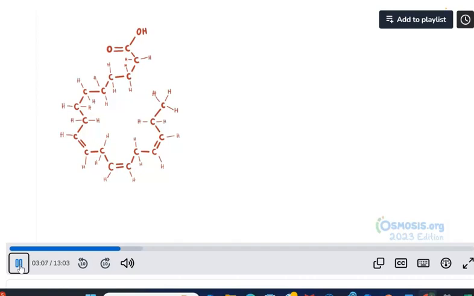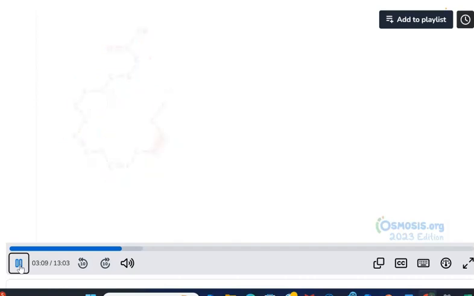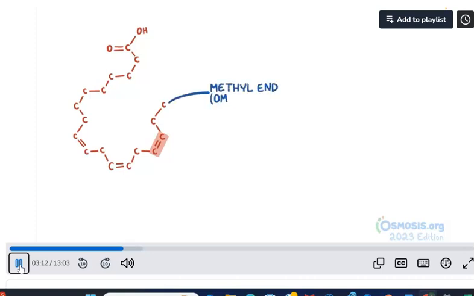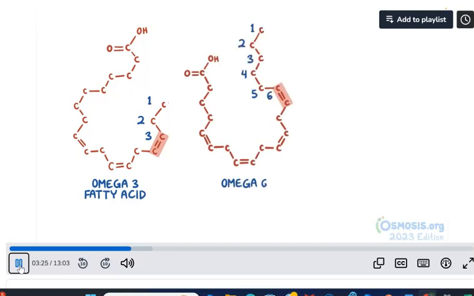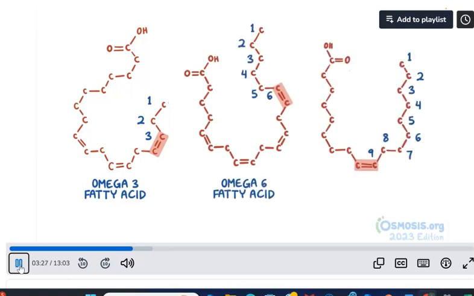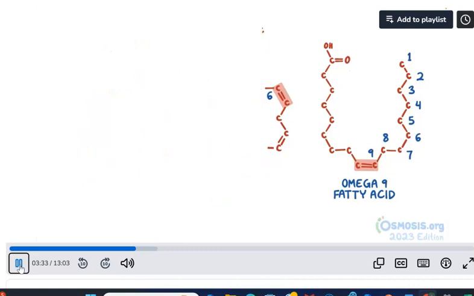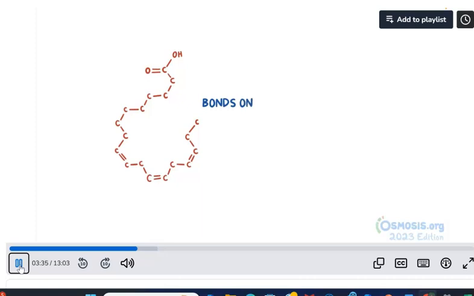Since all these hydrogens can get kind of crazy looking, we'll just take them away for now. So another name for the methyl end is the omega end. And then we can count the number of carbons until the first double bond. Since this one is 3, it would be an omega-3 fatty acid. If the double bond is 6 carbons from the end, it's an omega-6, and if it's 9 carbons from the end, it's called omega-9. Now, to make things even easier when looking at these molecules, I'm just going to show the bonds.